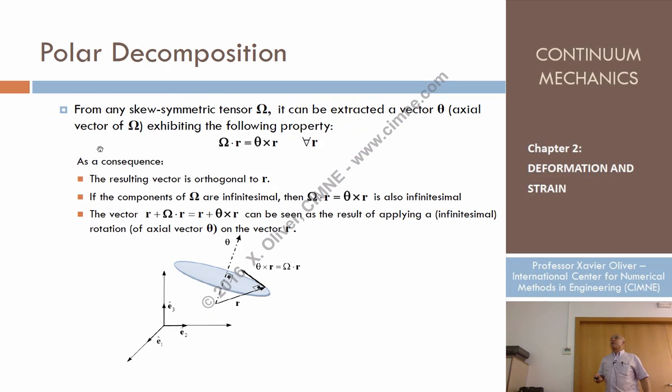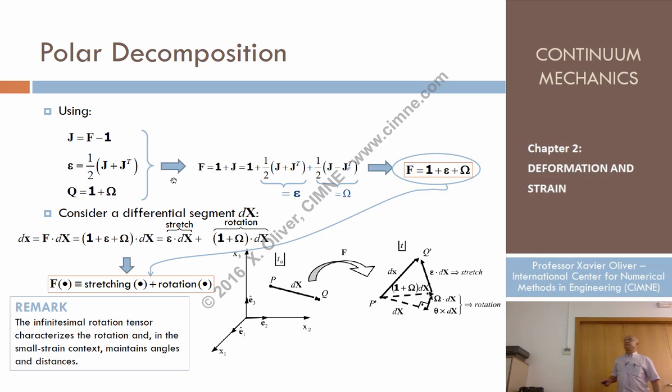Okay? So, going back to the essence of the polar decomposition, the gradient of deformation tensor can be expressed as the sum of 1 plus the symmetric part of J plus the skew symmetric part of J, which is epsilon, and this is omega, so this equation holds. Now for infinitesimal strains, the gradient of deformation tensor can be written as the identity plus epsilon, the infinitesimal strain tensor, plus omega, the infinitesimal rotation. And then the fundamental equation of motion that says how a relative position of two particles at the reference configuration is transformed into a relative position of two particles at the present configuration can be written as 1 plus epsilon plus omega multiplied by differential of x.